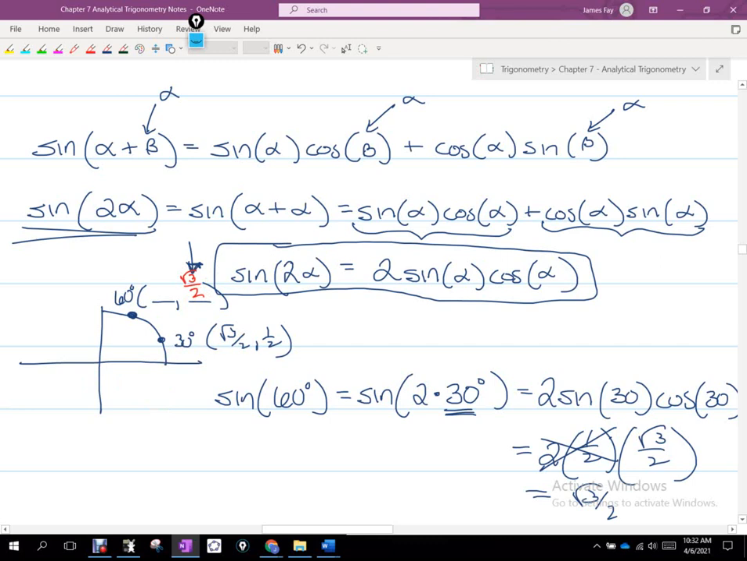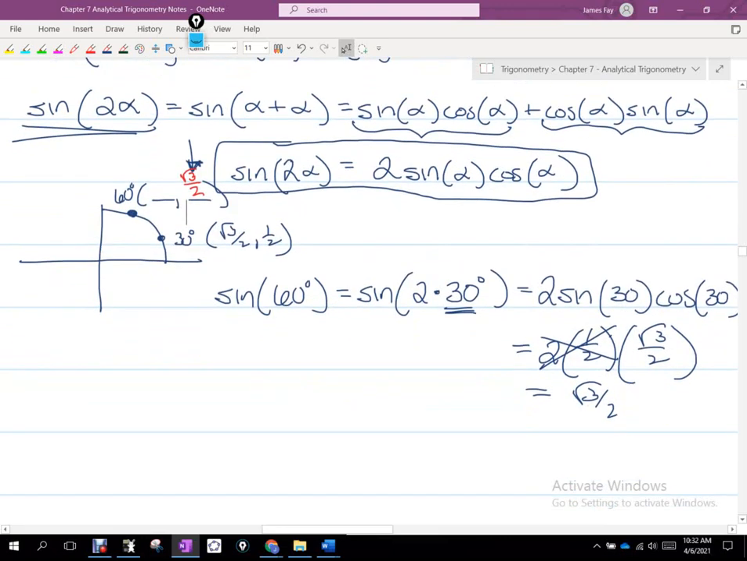Is that something that we knew or have alternate pathways defined? So that confirms that this formula does indeed work. That relationship is true. Okay? So that's the sine double angle formula.